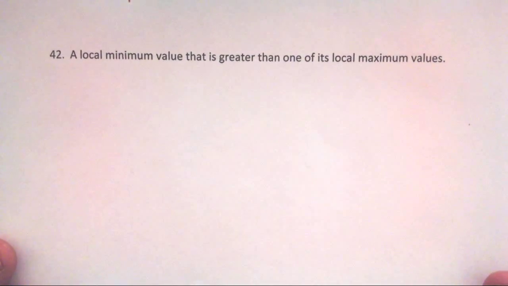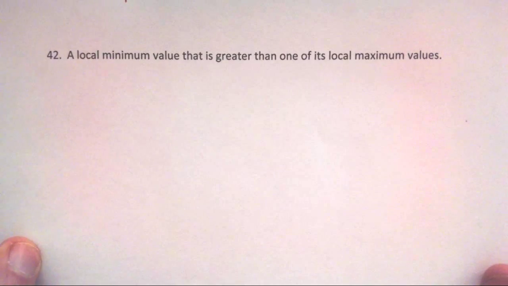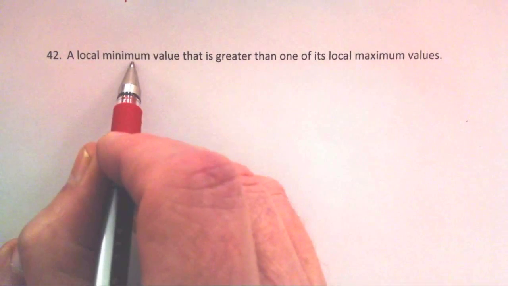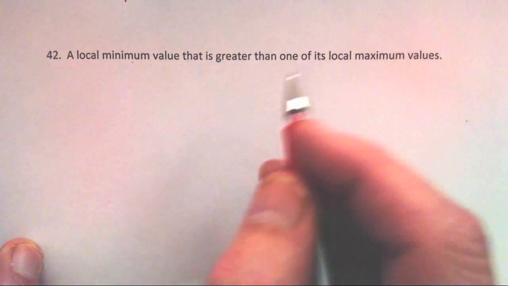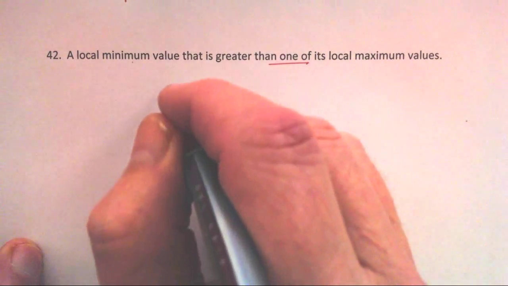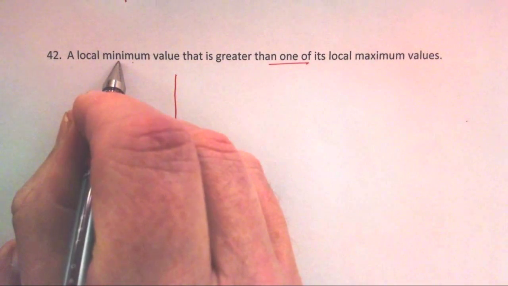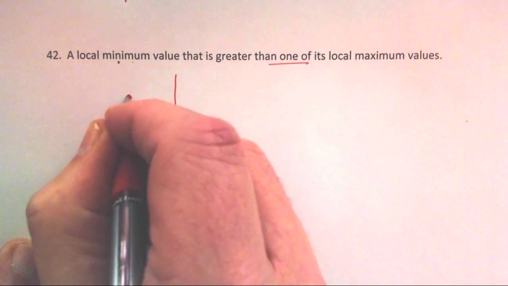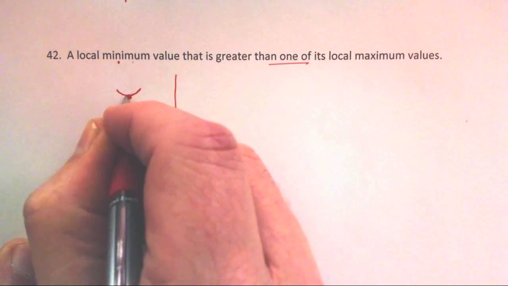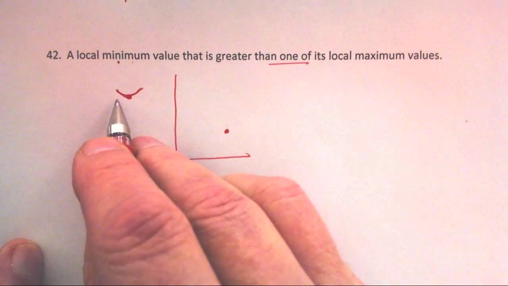Okay, this is still doing the same thing. We're trying to come up with a differentiable function, just a sketch of one, with these properties. It's supposed to have a local minimum value that is greater than one of its local maximum values. Once again, does that imply there's more? So I'm going to put a local minimum. I'm going to put it up high. And I'm going to make it look like a minimum. And I'm going to put a local maximum, and I'm going to put it down lower.